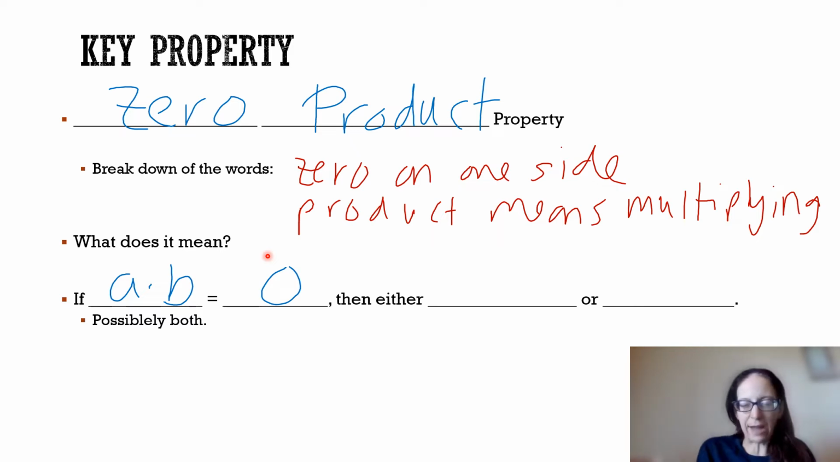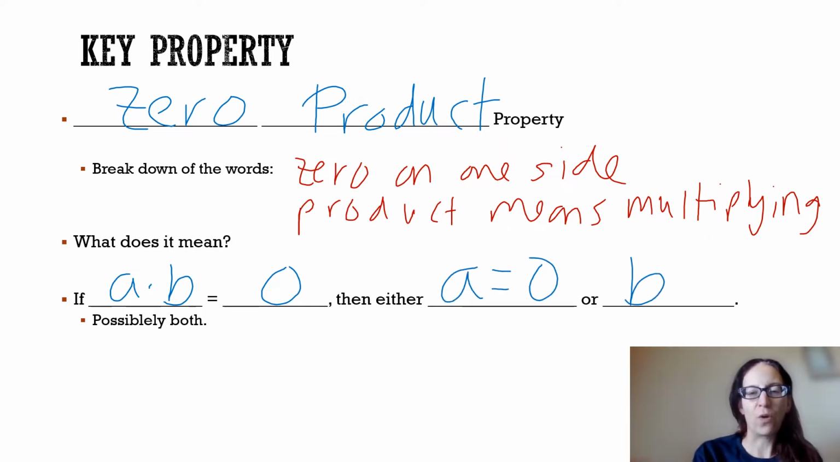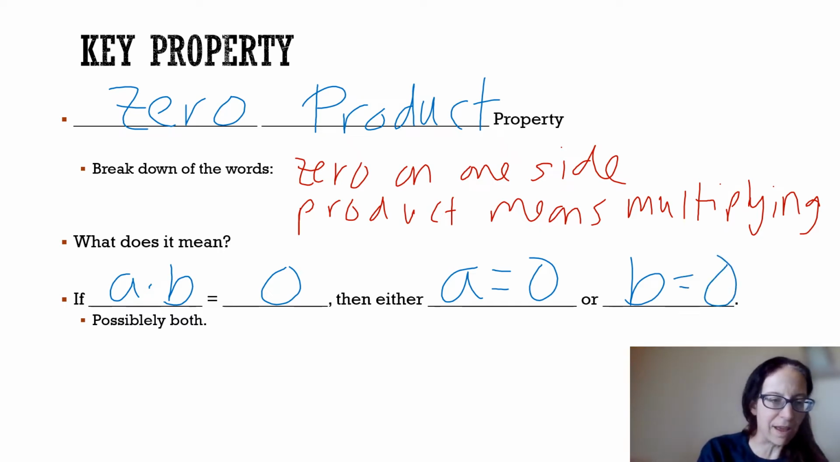Usually it's on the right. I tried to shy away from saying it has to be on the right. It doesn't have to be on the right. But 0 on one side, and then a product means you're multiplying. And so here we have A times B. So if you have two things and you multiply them and the product is 0, then either A is equal to 0 or B is equal to 0, possibly both.